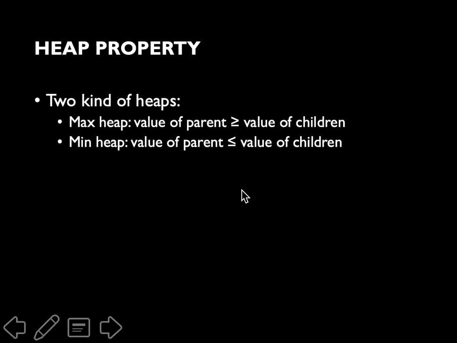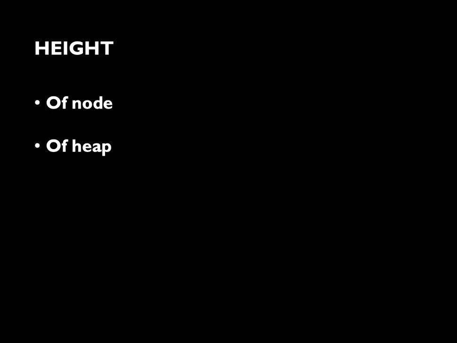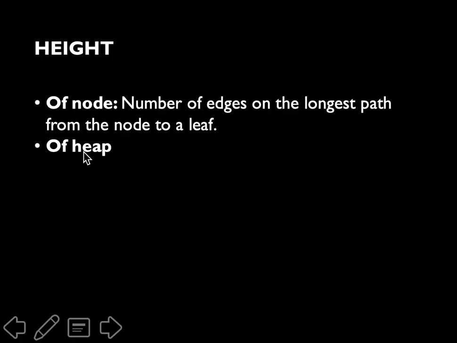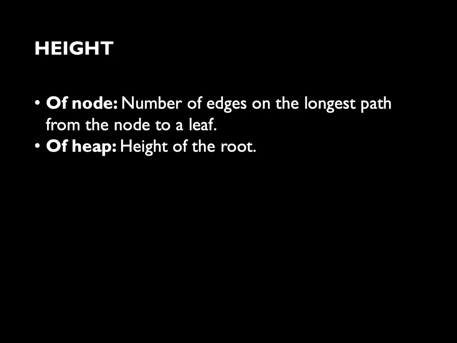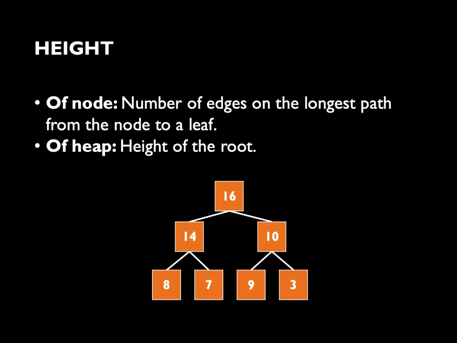Conversely, in a min heap, the value of the parent is smaller than or equal to the value of its children. Straightforward. Now let's move on to discuss the concept of height of a node and height of a heap. The height of a given node is the number of edges on the longest path from that node to a leaf. And the height of a heap is simply the height of its root. Okay. Now let's look at our example.